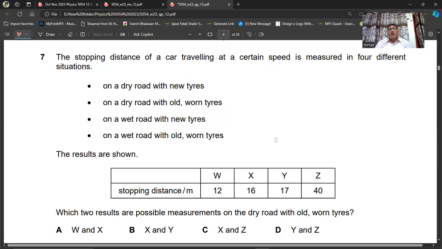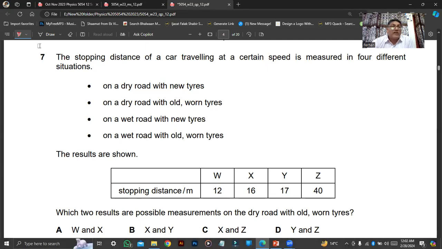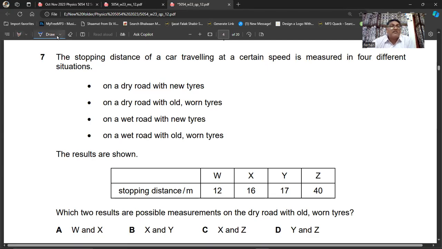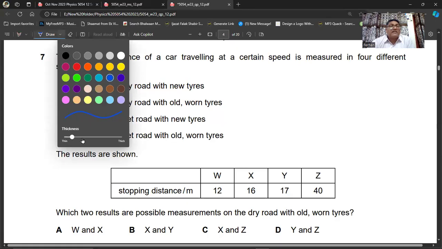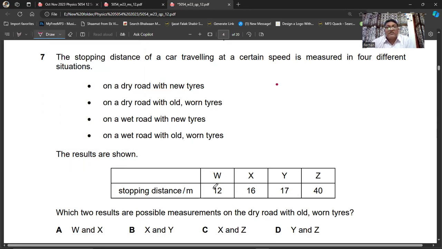Okay. So on the dry road with the new tires, the distance must be minimum. So where is the minimum distance? This is the minimum distance, and that must be with the dry road and new tires. Okay, but we are looking for which situation? Dry road with the old tires.